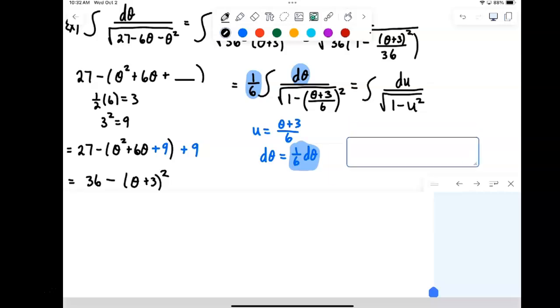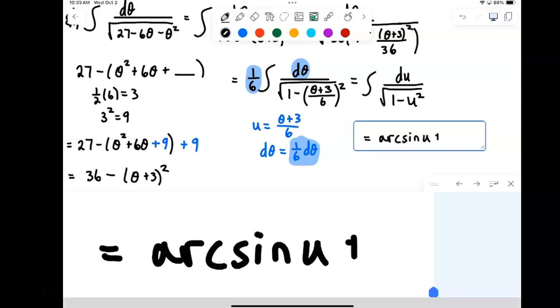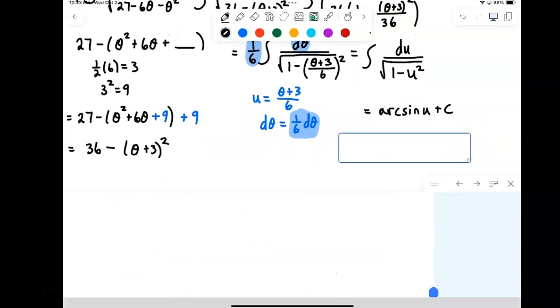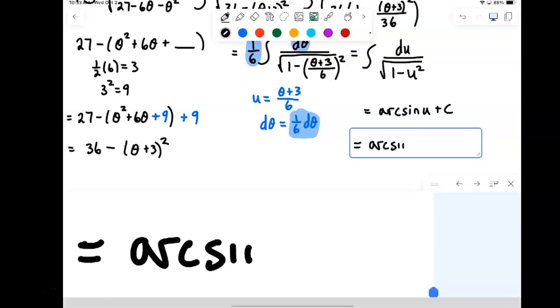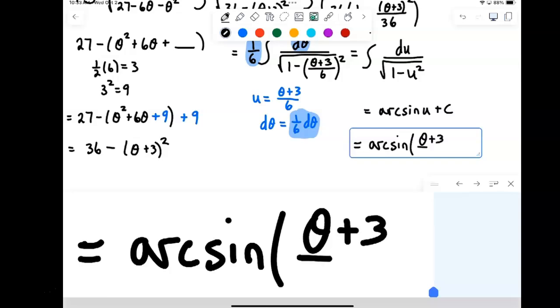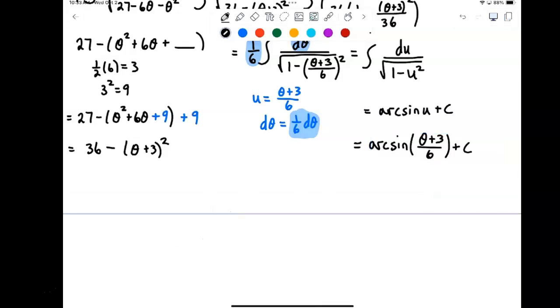And then this is just going to be straight arc sine of u plus a constant, and then we can substitute in for u to have the full blown answer. The arc sine of theta plus 3 over 6 plus a constant. And so now we have worked out our integral.